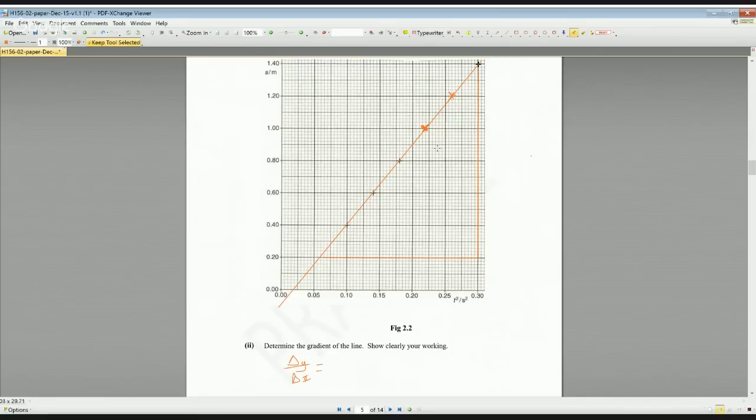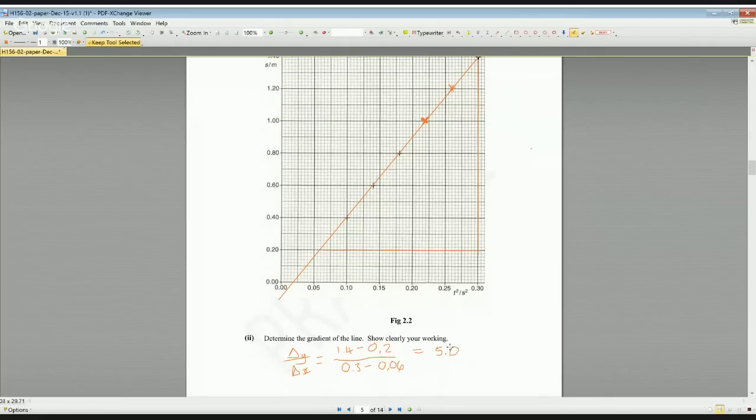So our biggest y value is 1.4 from our triangle. Our smallest is 0.2, and doing the same in the x direction, of 0.3 minus 0.06. And you don't have to have chosen these exact points on the graph, but your triangle must be more than half the length of the line. And if you plug these numbers into your calculator, you'd find that gives us a gradient of 5.0.